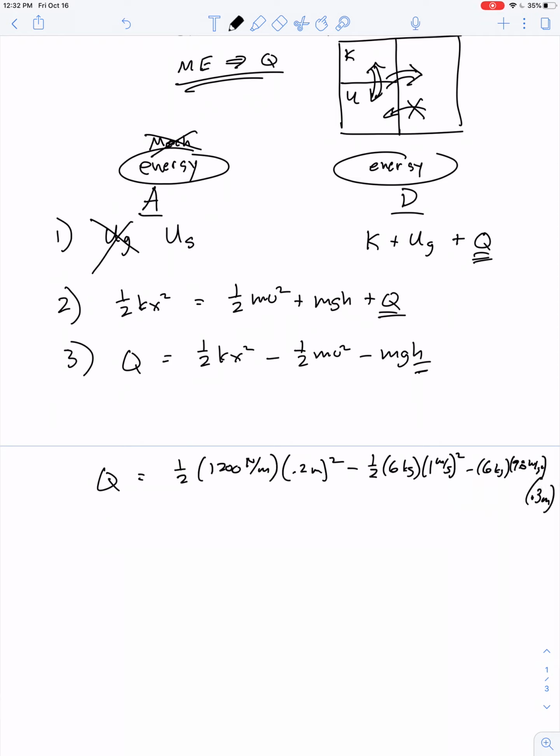Sorry, I'm running off the page a little bit here. Okay, let's calculate all this out. Grab a calculator and see what you get when you multiply 0.2 squared times 1200 times 1/2. Yeah, okay, I get the same thing. 24 joules. Take this piece by piece. You don't need a calculator for this one. 1 squared is obviously 1, and half of 6 gives us 3.